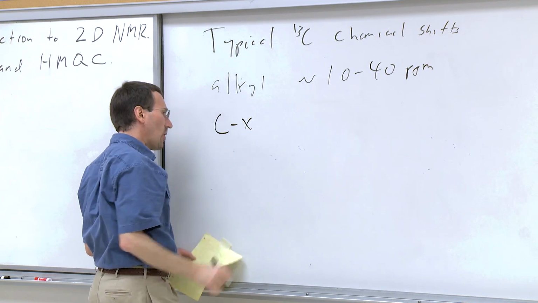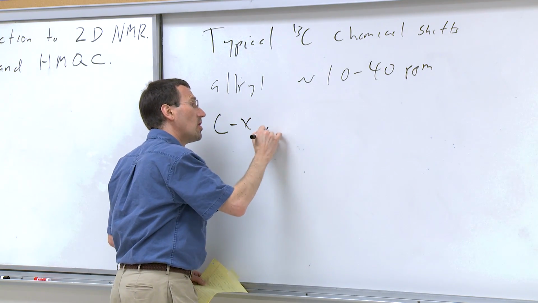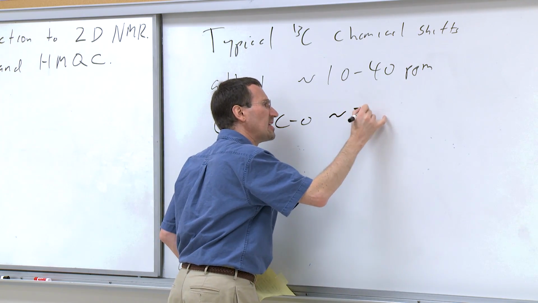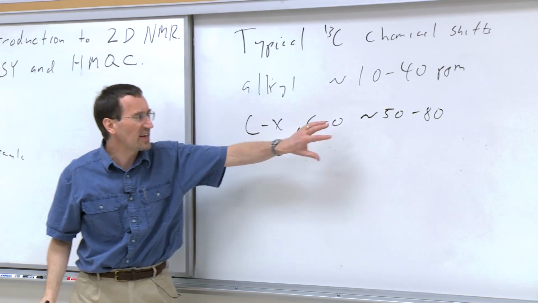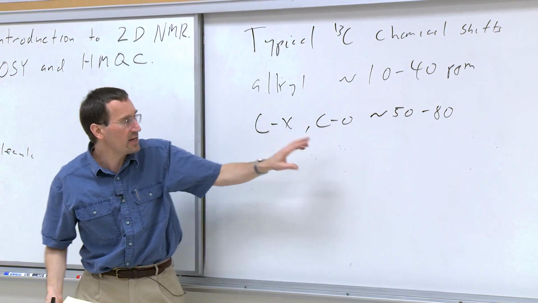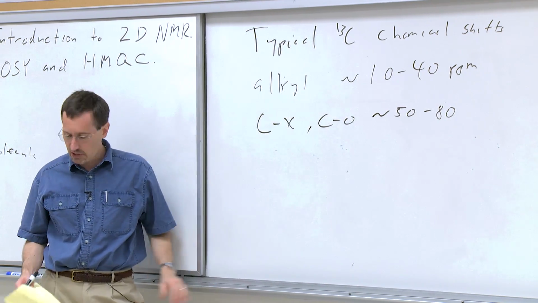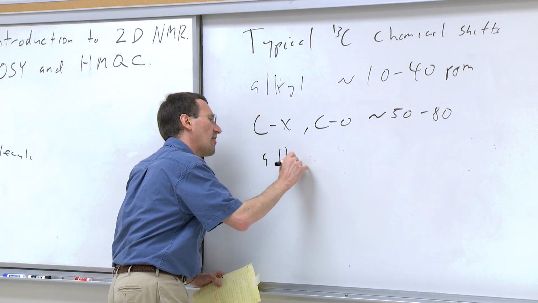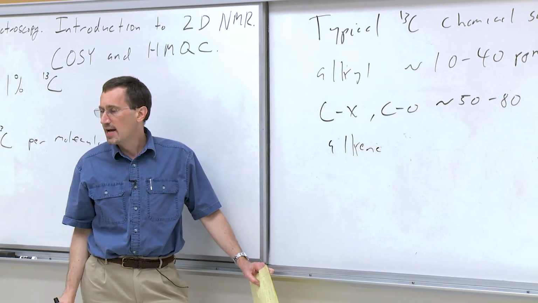Carbon next to a heteroatom, a halogen or an oxygen is maybe 50 to 80. Nitrogen doesn't have quite as big an effect. You might be more in the 40 range for an electron withdrawing group, but I'll give you 50 to 80 as sort of a round number. And all of these are rough numbers. I can easily show you examples that are outside.